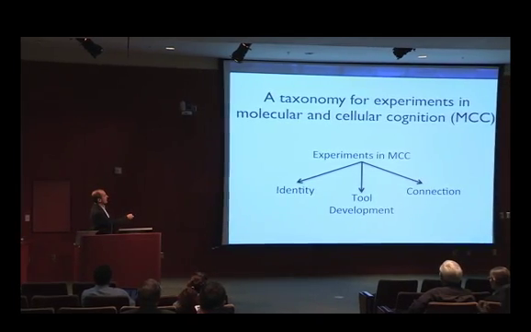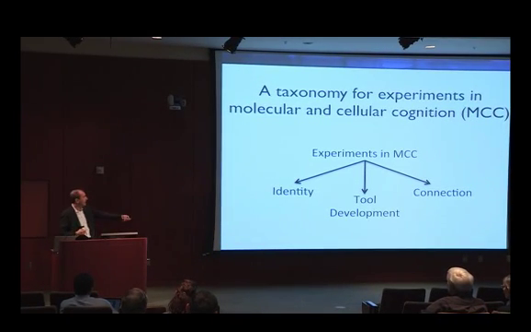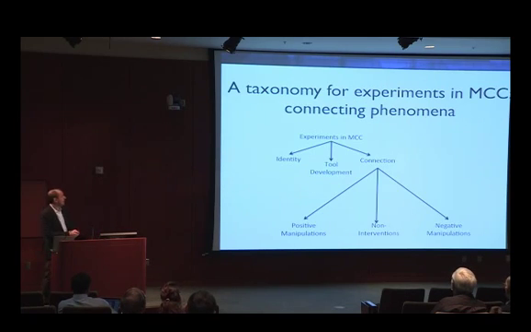In one category, identity experiments, you essentially define the things that you're interested in. In the second one, connection experiments, you connect them. So you define the things you're interested in and you connect them, CREB and memory, for example. And then tool development experiments, where you develop the tools, the approaches, the methods that allow you to do identity experiments and connection experiments. Now, we focus our early work on connection experiments.